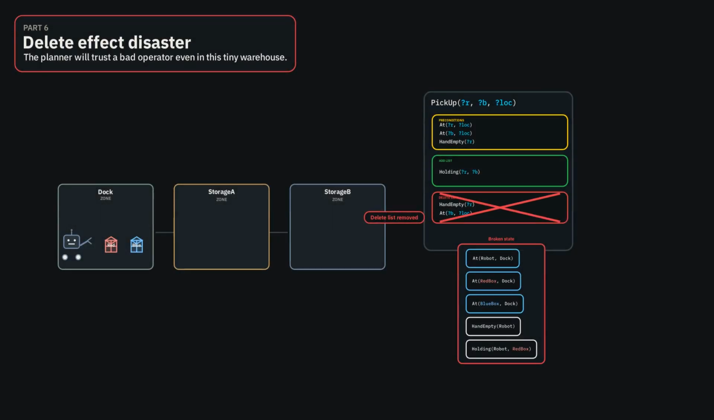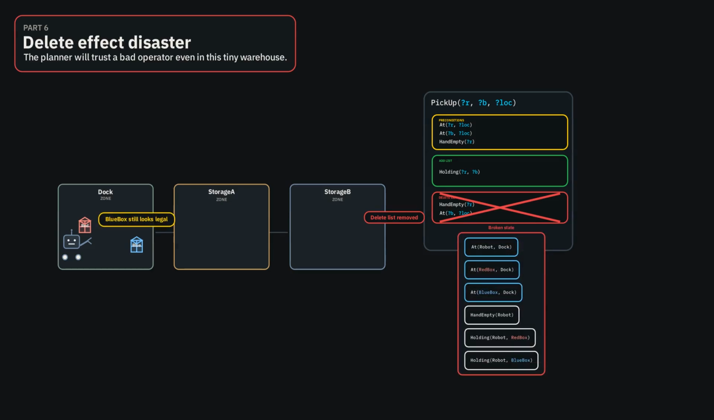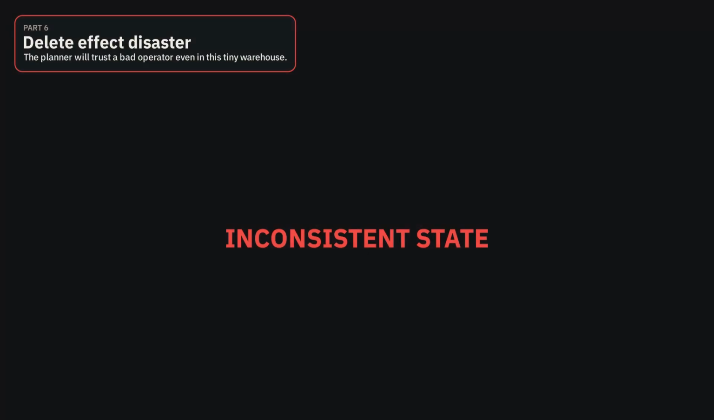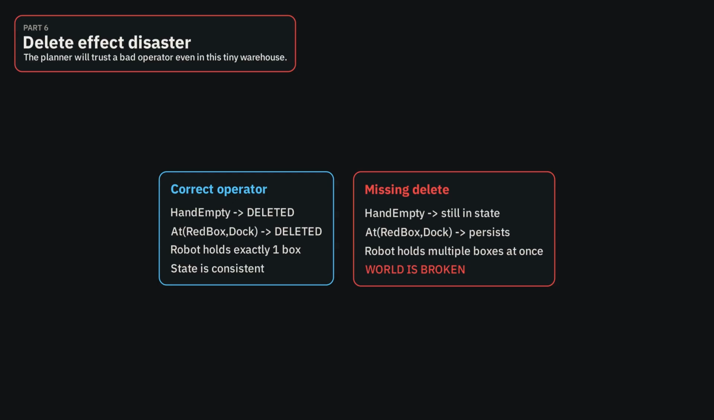What if the delete list is missing entirely? The planner still executes the operator without complaint. After the robot picks up red box, the state still says the hand is empty, and it still says red box is at the dock. So picking up blue box also looks legal. Now the symbolic state says the robot is holding red box, holding blue box, and still has an empty hand. A box can even appear both in the robot's gripper and still on the floor. Physically impossible. Symbolically accepted. STRIPS does not save you from a bad operator. If you omit a delete effect, the planner will reason perfectly from false premises.